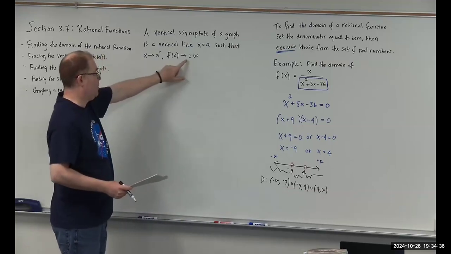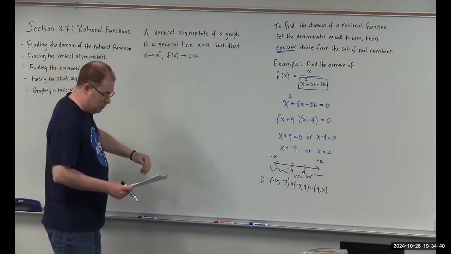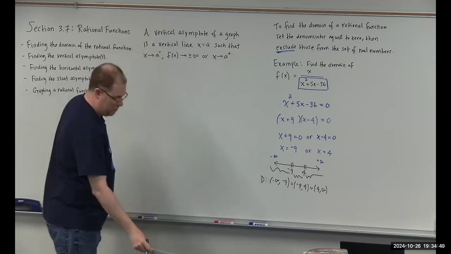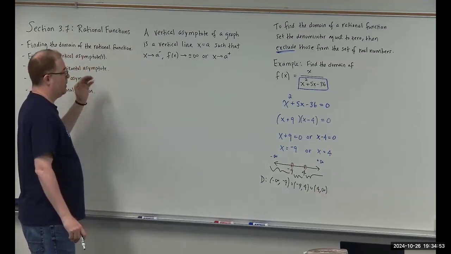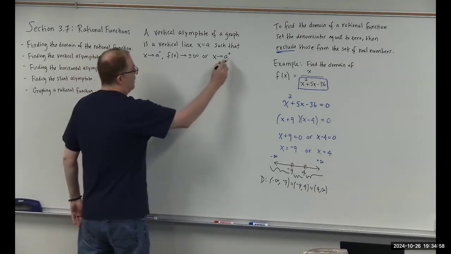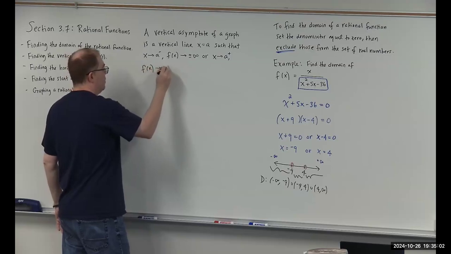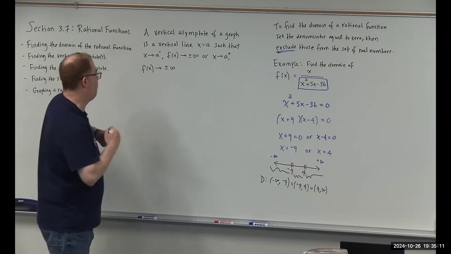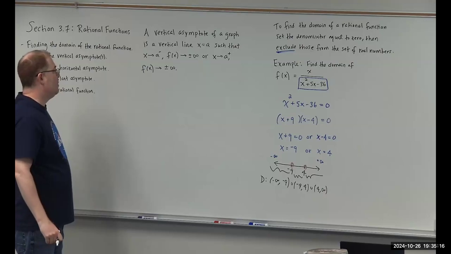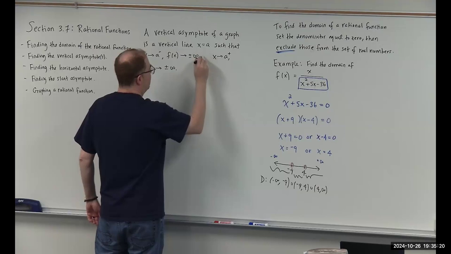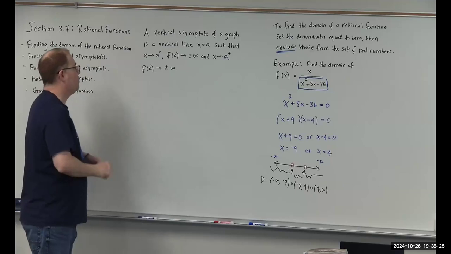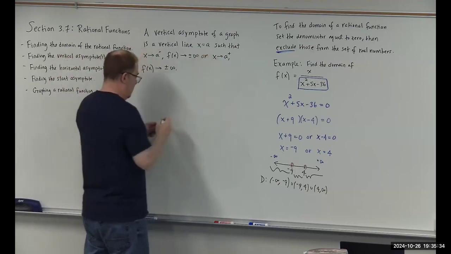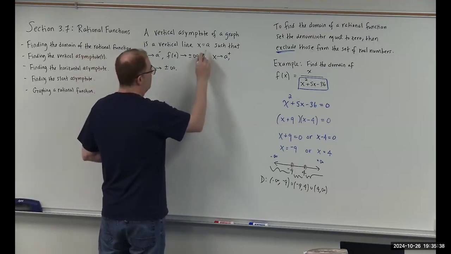So it's either going to go up to positive infinity, or the function will go down. Looking at the other direction, as x approaches a from the right, again f of x is either going to go to positive infinity or negative infinity. And I should put "and" here. So it just depends, but for our rational functions, it'll be "and" here.